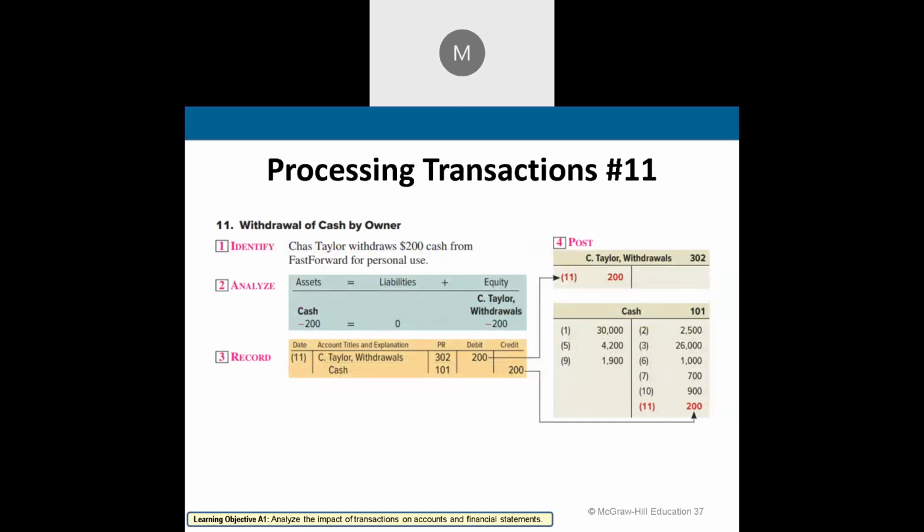Another example. The owner's taking out some cash for personal use. Maybe he's taking a potential customer out for dinner or something like that. So, owner's withdrawal. Taking out $200 in cash. We reduce cash by $200. And we increase owner's withdrawals by $200. Equity. So we debit owner's withdrawals, $200. We credit cash, $200. I'll post it to our general ledger.